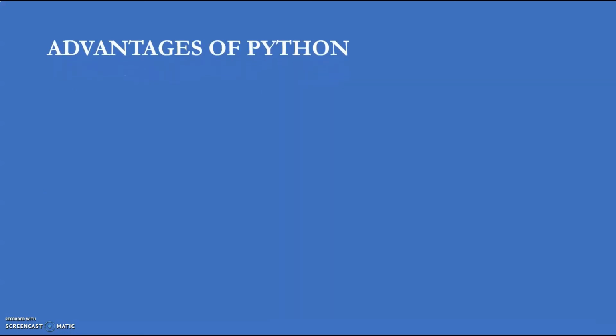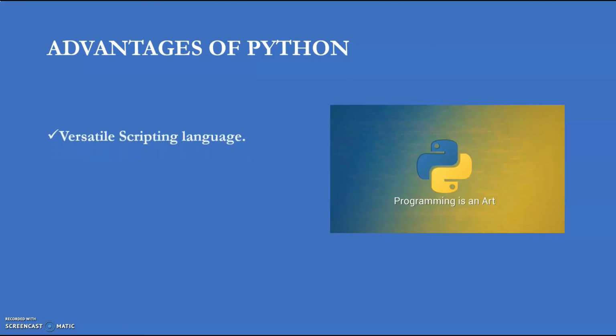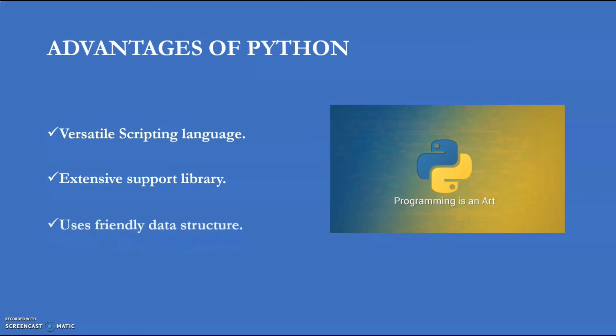Next, advantages of Python. First, versatile scripting language. Python helps in developing desktop and GUI applications, mobile software, etc. Next, extensive support library. Python has the largest standard library that includes areas like string operations, internet, web services, and so on. Next, data structures. Python has user-friendly data structures. It makes our code very efficient.